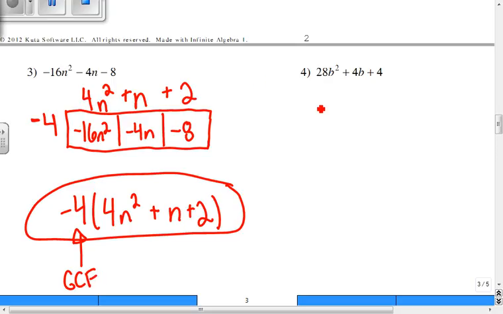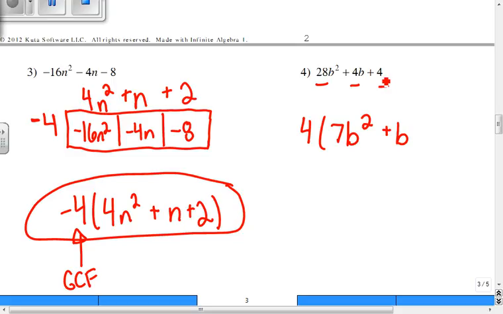Okay, once again, I don't have to write a generic rectangle if I don't need to. So I can look at these and I can say 28, 4, and 4. Well, they have 4 in common. So I'm going to pull a 4 out. 4 times what is 28? 4 times 7. I still have to take care of my b squared. 4 times 1 is 4. So I just have plus b here.